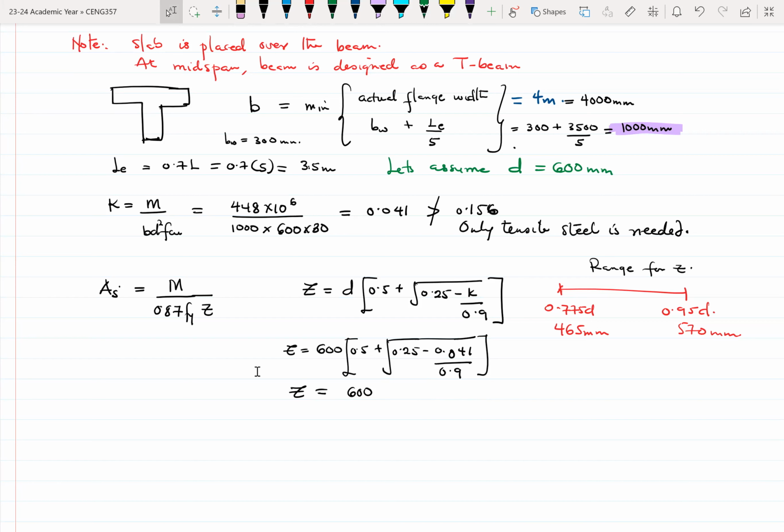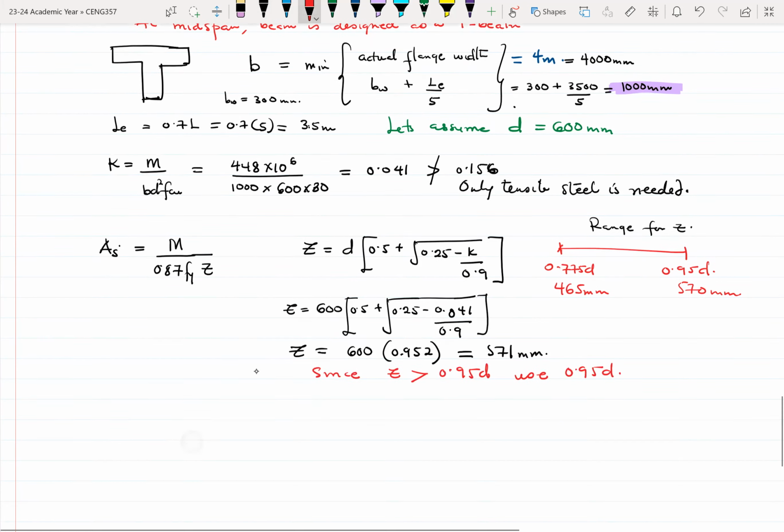Okay, so 0.25 minus 0.041 over 0.9, plus 0.5. So this will give me times 0.952. Okay, this makes sense. So this will give me 571 millimeters. So since Z is more than 0.95D, use 0.95D. Take a note of that.